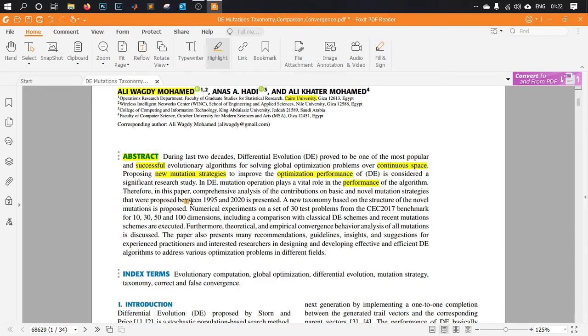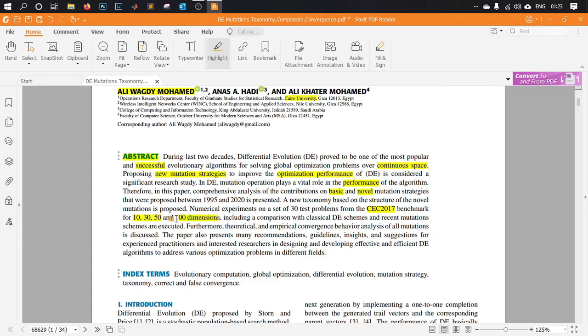Therefore, in this paper, a comprehensive analysis of the contribution of basic and novel mutation strategies that were proposed between 1995 and 2020 is presented. So they are going to discuss both the basic and novel strategies. A new taxonomy based on the structure of the novel mutation is proposed. Numerical experiments on a set of 30 problems set in CEC 2017 benchmarks. Okay, so here they are going to probably do their experiments on the CEC 2017 benchmark, which consisted of many problems in 10, 30, 50, and 100 dimensions.